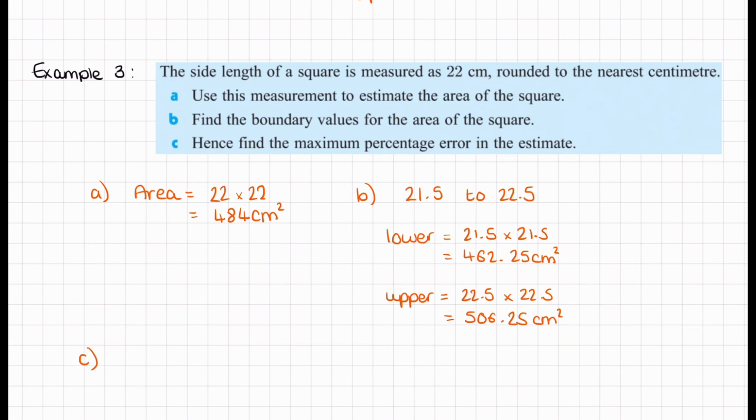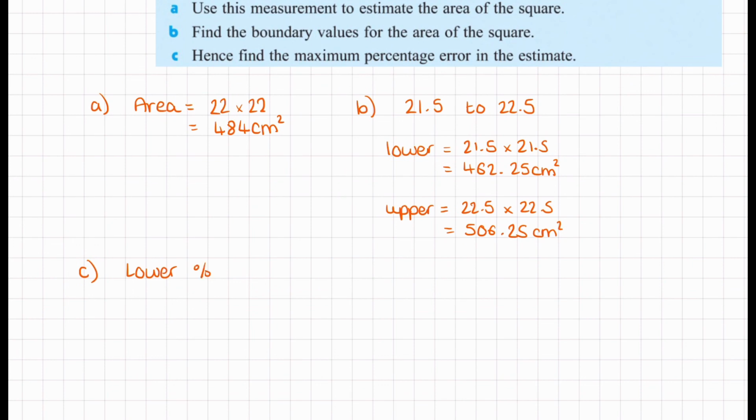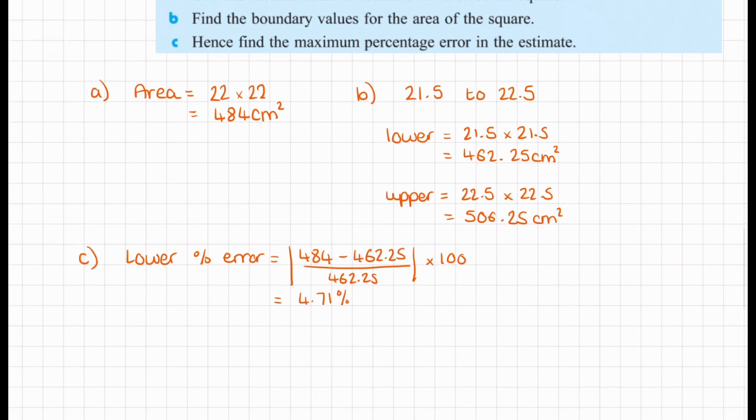C, find the maximum percentage error in the estimate. We now want to work out two percentage errors, one for the lower and one for the upper, and find out which is the bigger percentage, and that will be the maximum percentage error. The lower percentage error will be 484 minus 462.25, divided by 462.25, multiplied by 100. This will give us 4.71%.